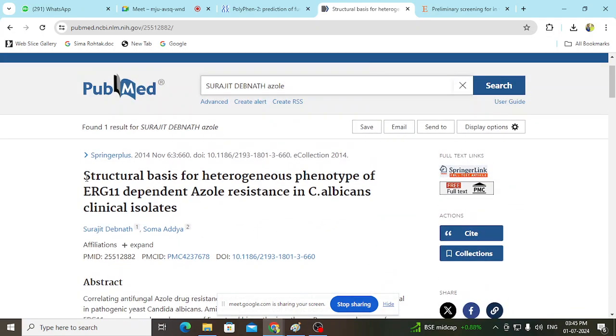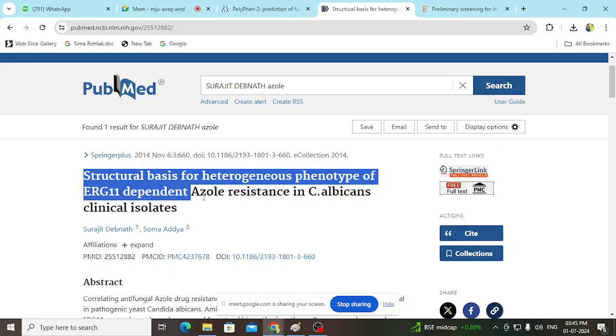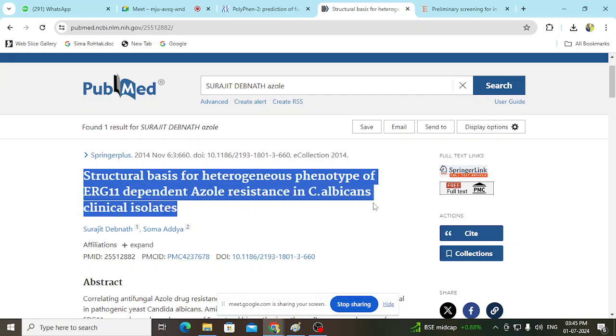What was the topic? Structural basis of heterogeneous phenotype of ERG11 dependent azole resistance in Candida albicans. So what happens? Candida albicans is a fungus. It's a dangerous fungus. It causes multiple different diseases in human beings. First and foremost is candidiasis, vaginal candidiasis in females. It's a dangerous condition.